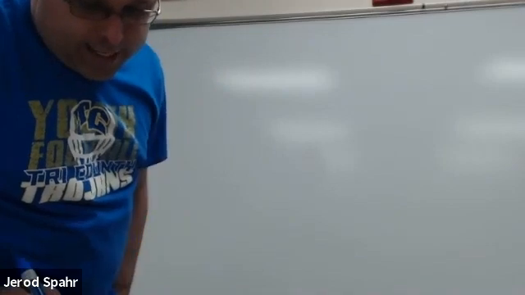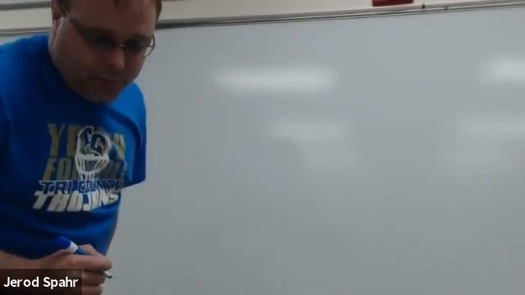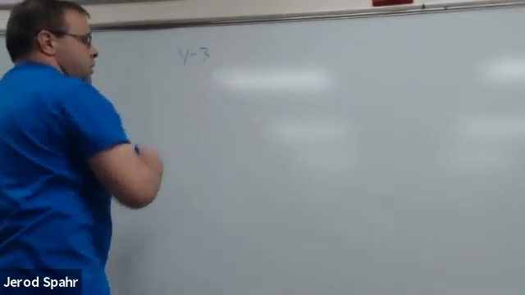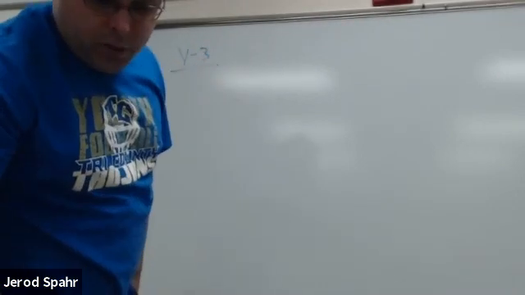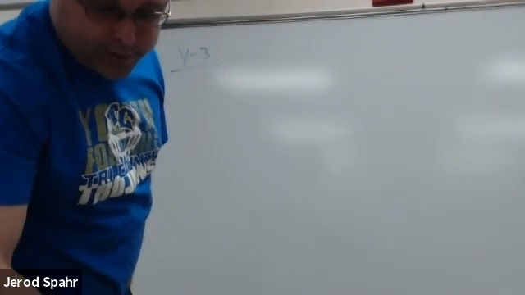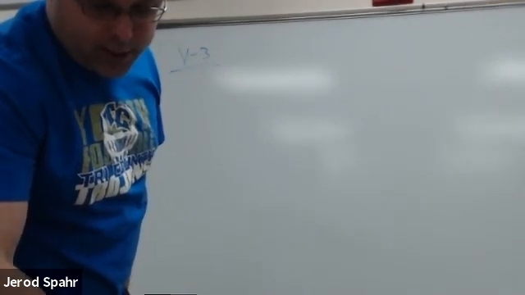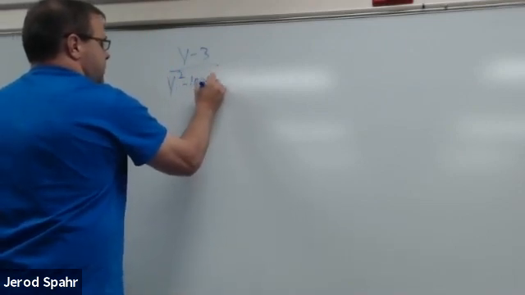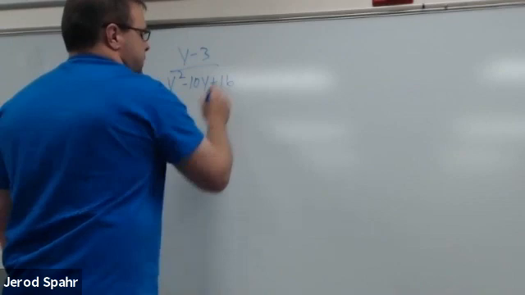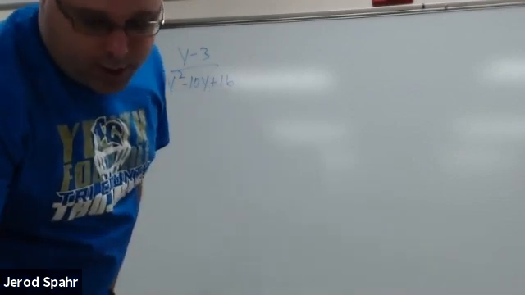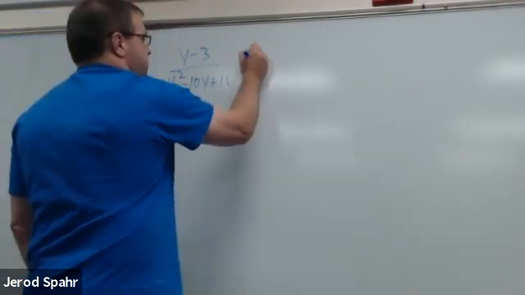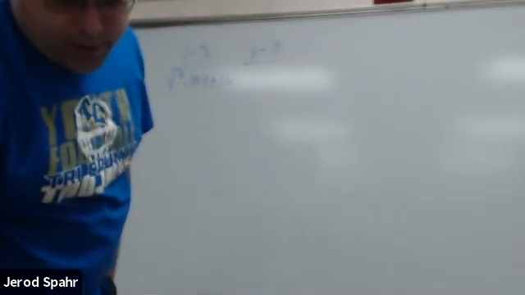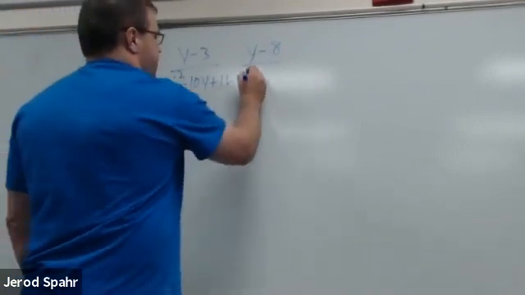All right, example number 5. I have y minus 3 over y squared minus 10y plus 16. And it says divided, but we're going to multiply by the reciprocal. So y minus 8 is going to be on top, and y squared minus 9 is going to be on bottom.